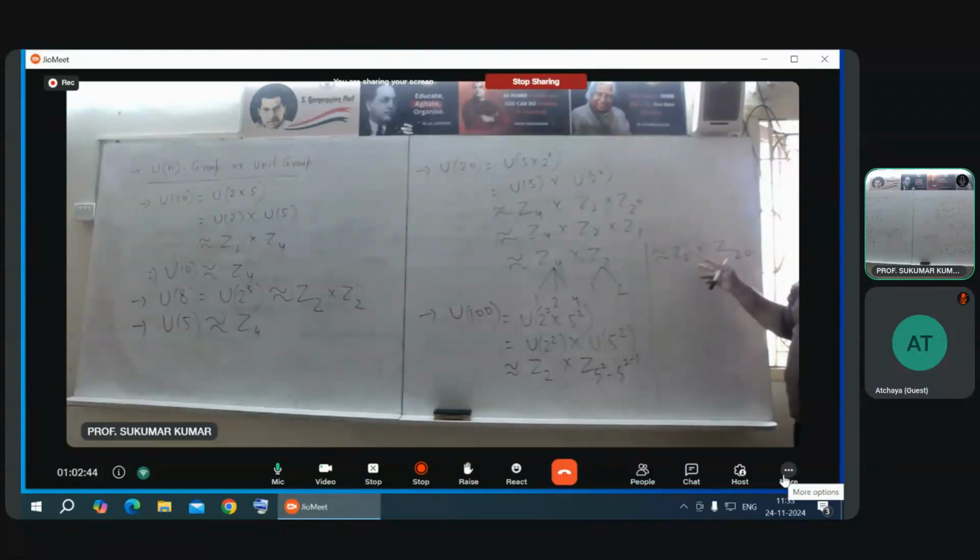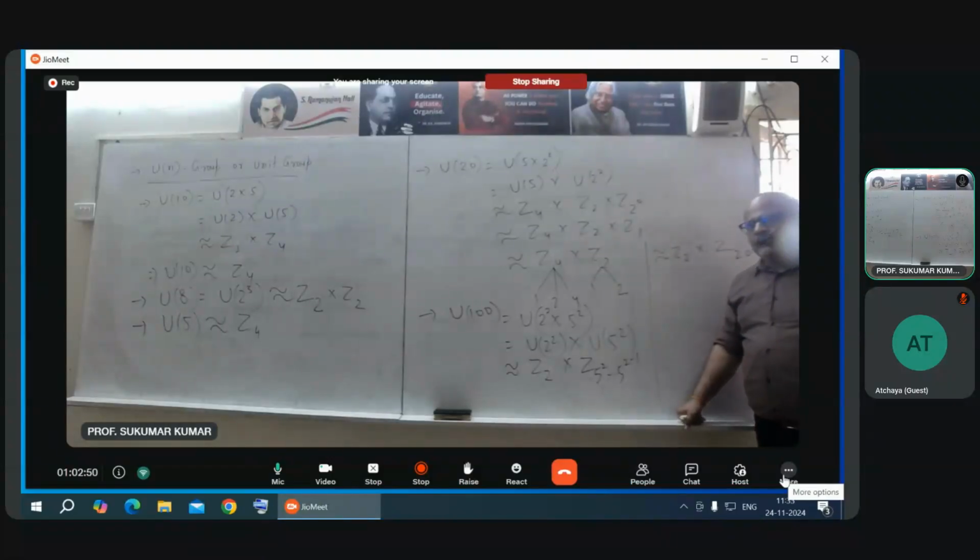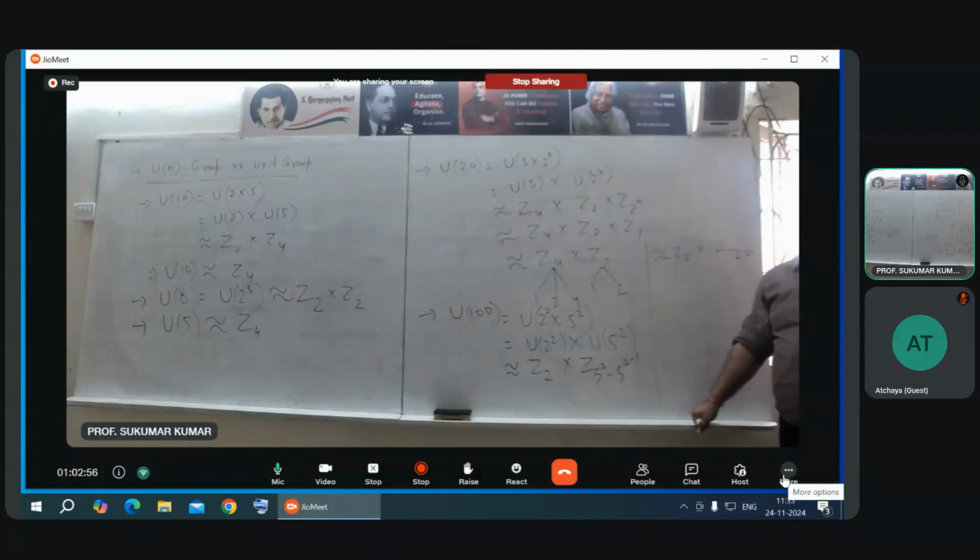If it comes like this, then this is abelian. If Zn form comes, cyclic. So U100 is a non-cyclic abelian group. Cyclic means always Zn form, but this is product form. We can't write Zn form, so this is non-cyclic abelian. Understood? Right.